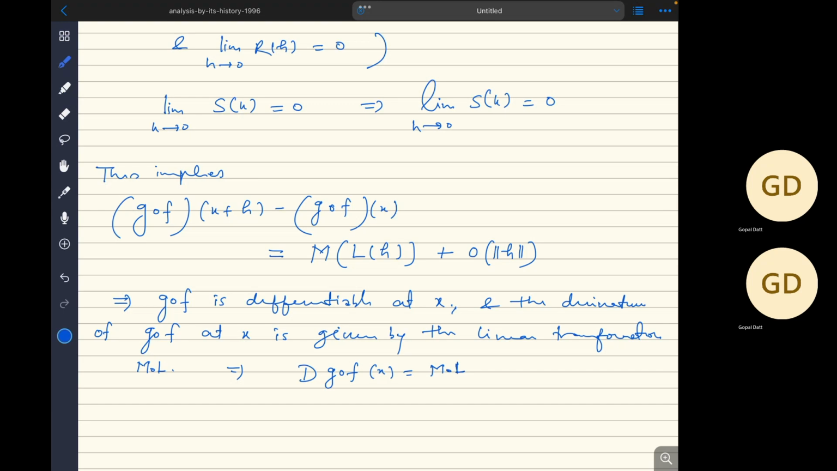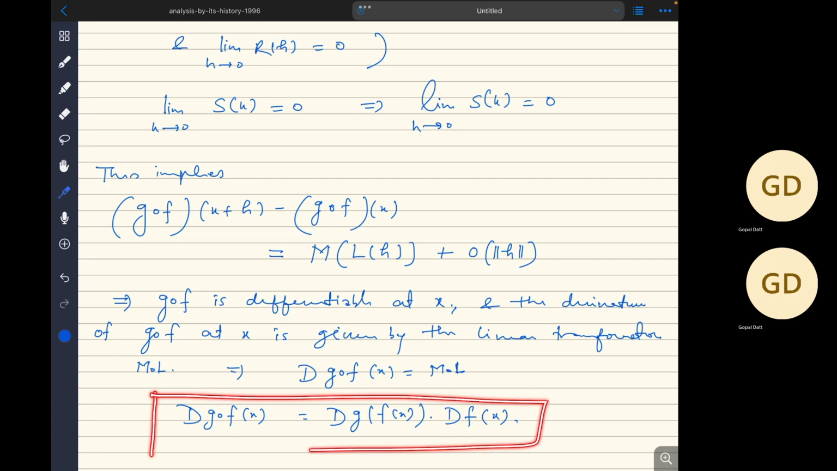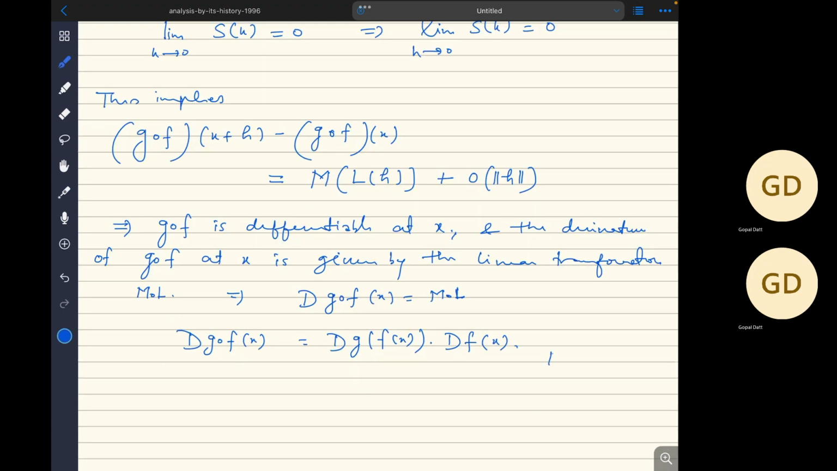Or what does this mean? What was M? We have already defined M. M was DG(F(x)), and what was L? L was DF(x). So we get the final result. So here is the proof. This is the end of the proof.